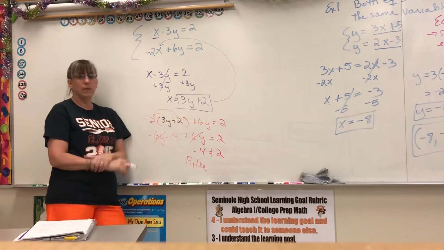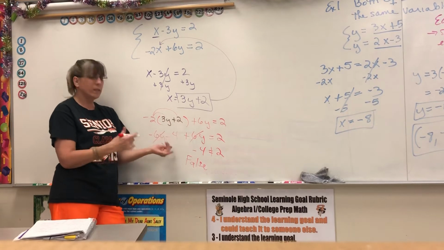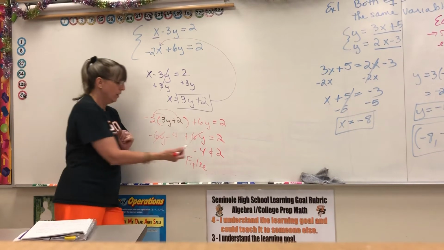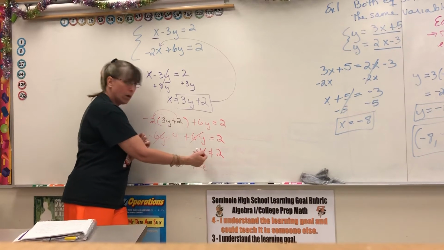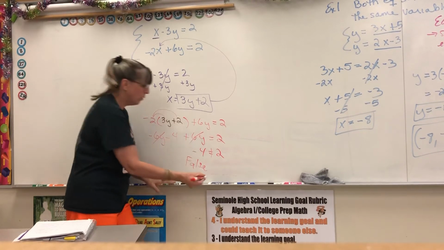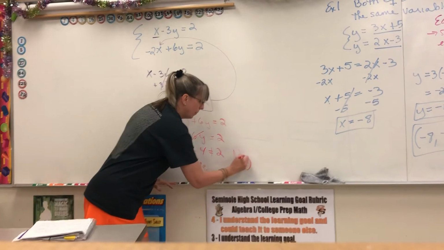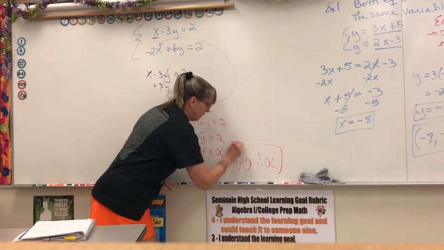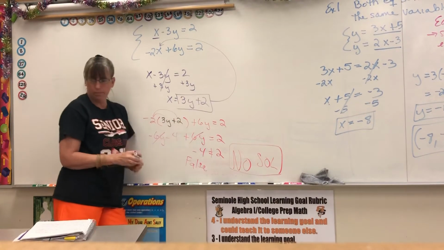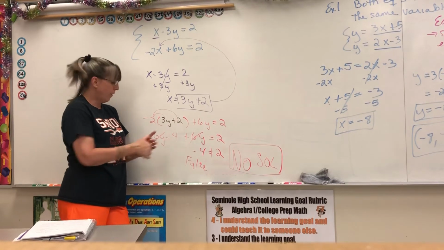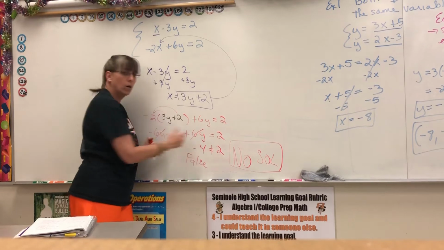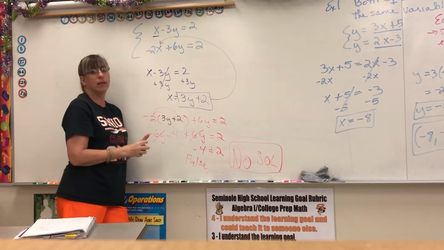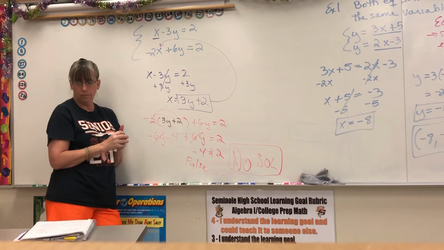If negative 4 does not equal 2, what sort of solutions do I have? Well, if all of my variables are gone and all I have are numbers and they don't equal, I get no solution. Okay? If I've gotten rid of all of my variables and all I'm left with are whole numbers, then my answer is no solution.